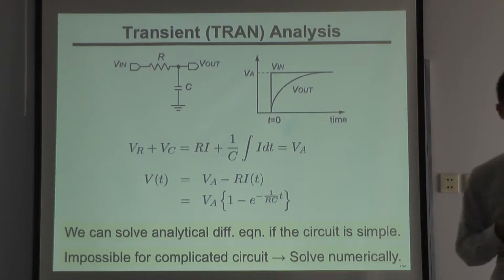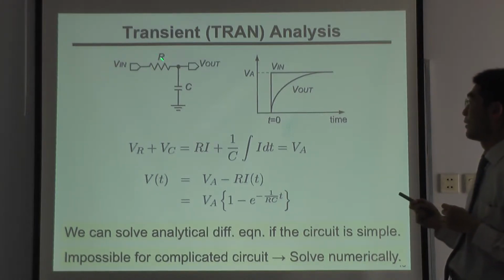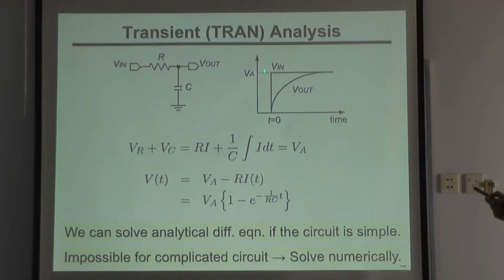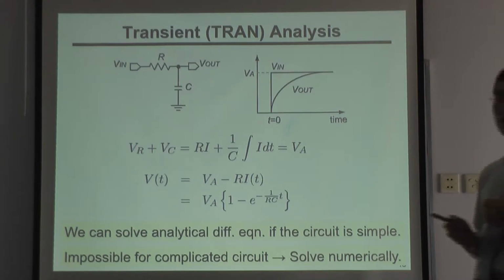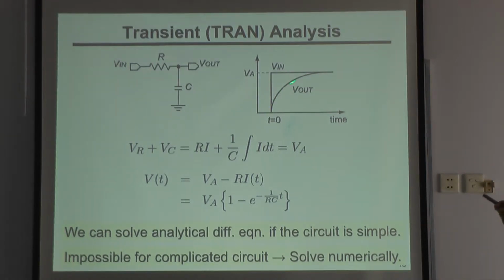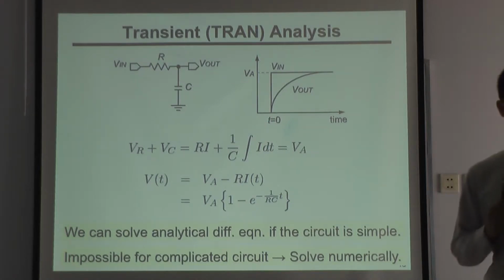And for transient analysis, for example, we have R and C, and we input a step input like this, and we have this kind of delayed output. And in order to have these curves, we can solve a differential equation like this. For example, the voltage V_R plus voltage V_C equals R times i plus 1 over C integral i dt. And we can solve this differential equation like this, and finally we can have this curve.